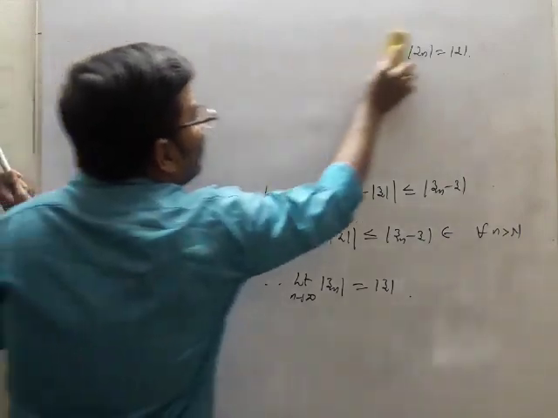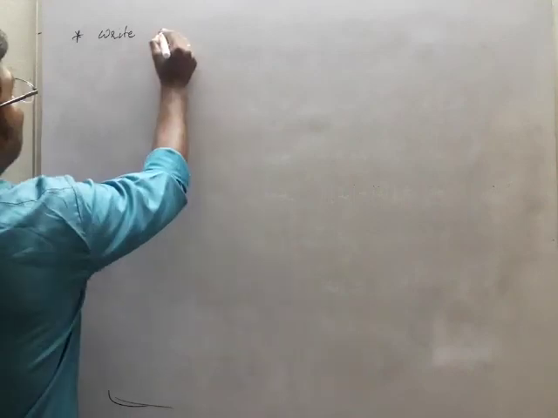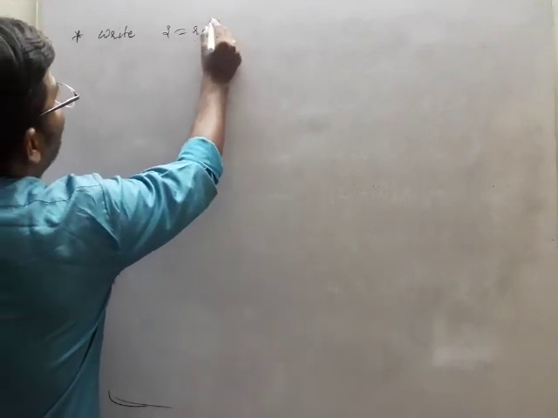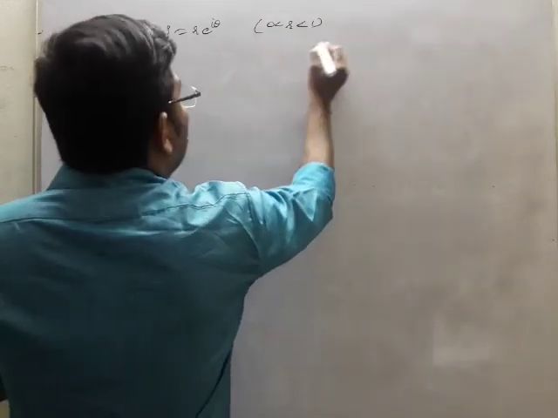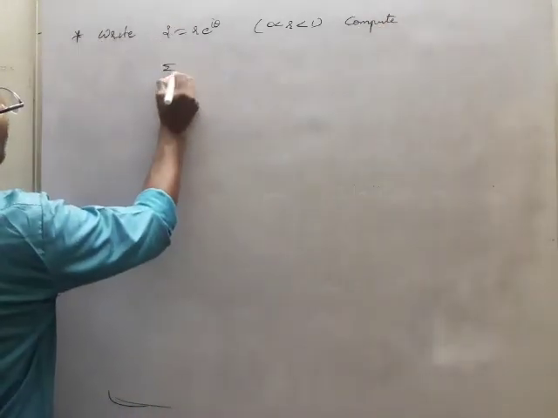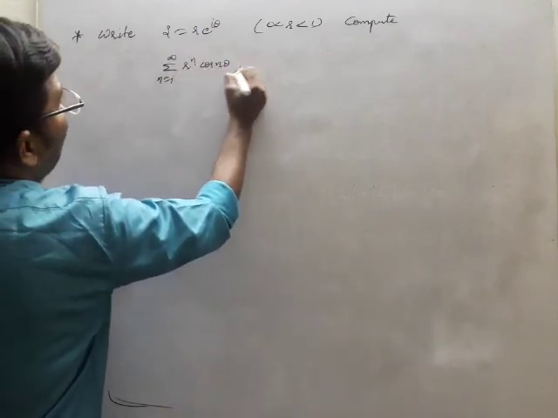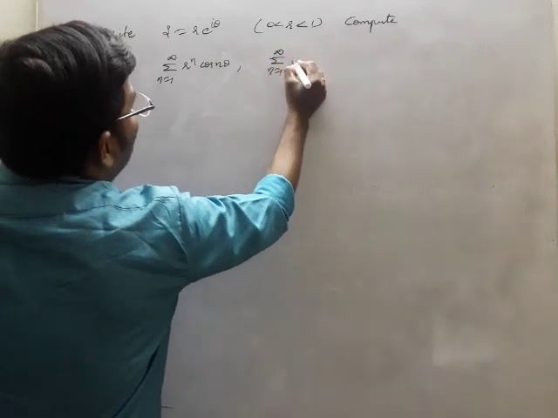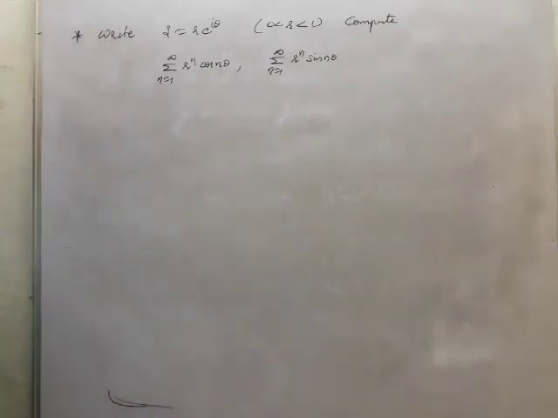So we'll go for another problem which is also very easy to solve. What is given? First we'll write z is equal to r e^(iθ), where r is greater than 0 and less than 1, and we need to compute the summation n equal to 1 to infinity of r^n cos nθ, and the summation n equal to 1 to infinity of r^n sin nθ. We have to find out this value.